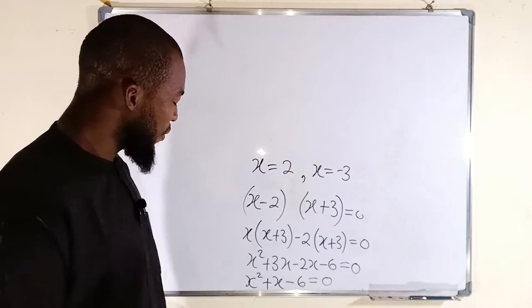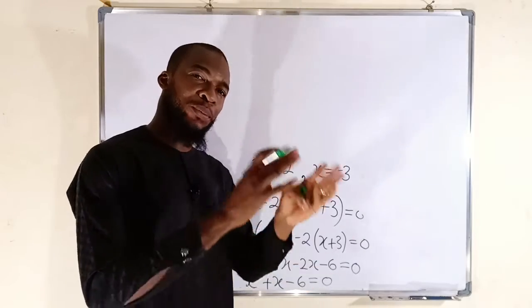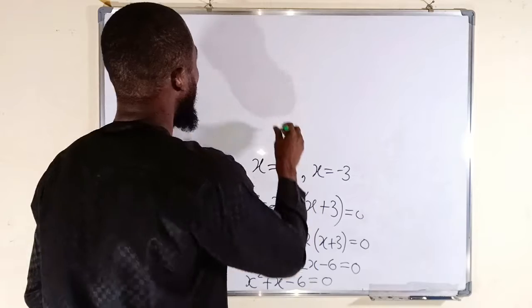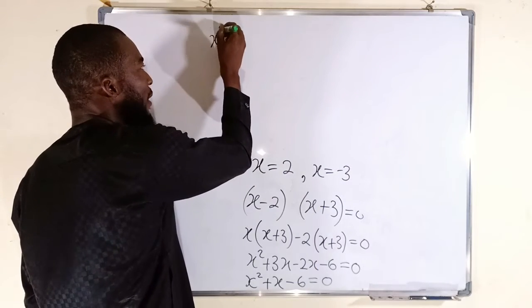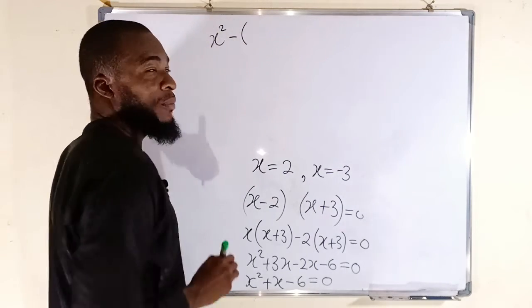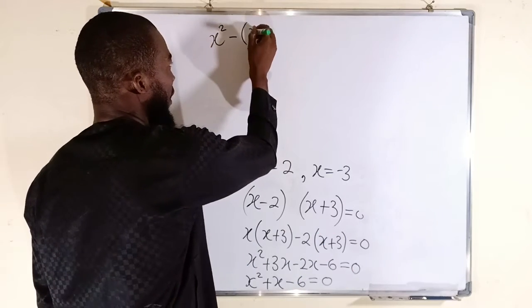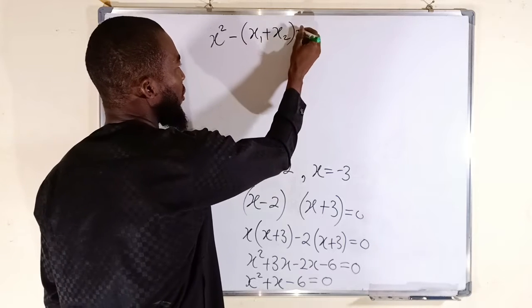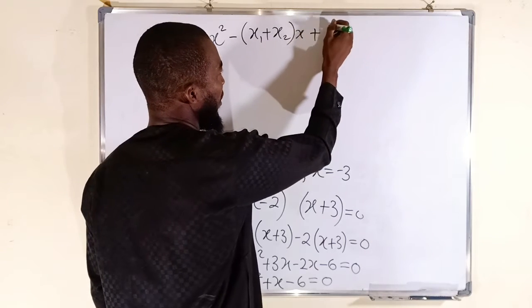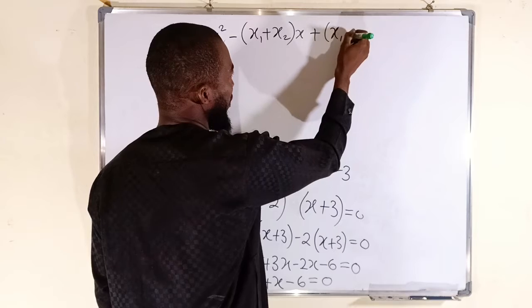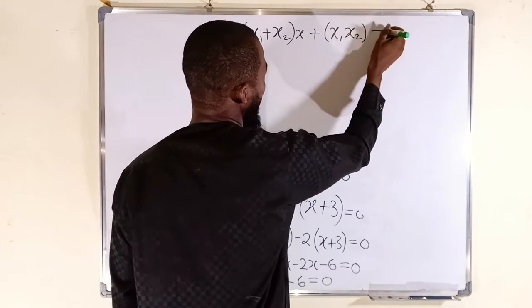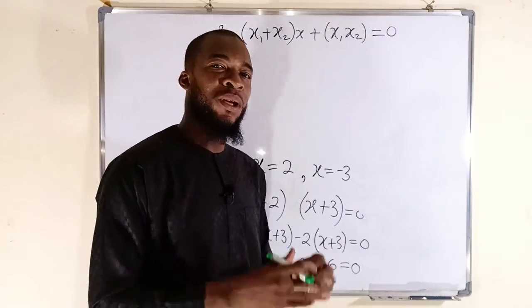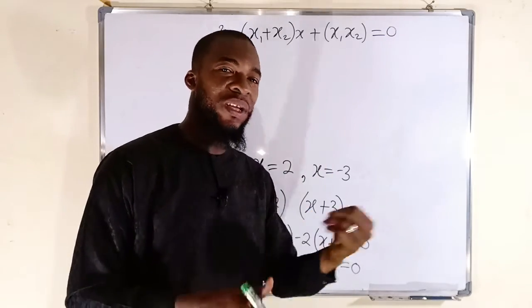And let me show you another different way. Remember, from the sum and the product of roots, if you want to form any quadratic equation, it is as simple as taking x squared minus the sum of roots, x1 plus x2. Let me call them x1 and x2. You multiply them by x. Then you add their product. You multiply them together, x1 times x2. And you set the result equal to 0. This formula will always guide you in forming a quadratic equation when the roots are given.